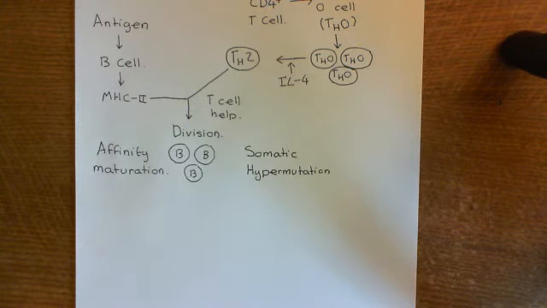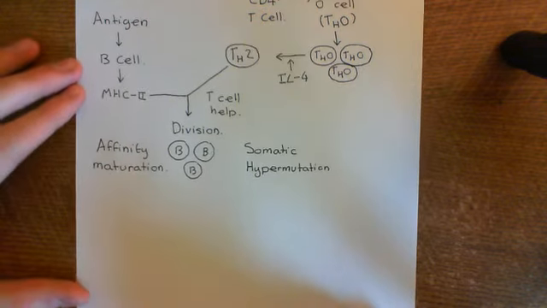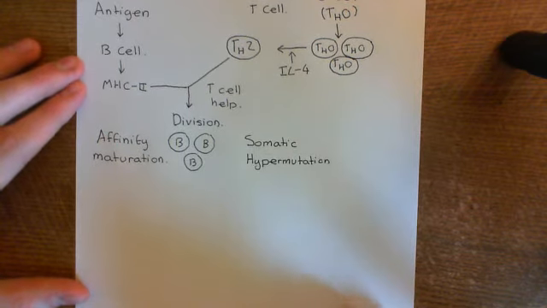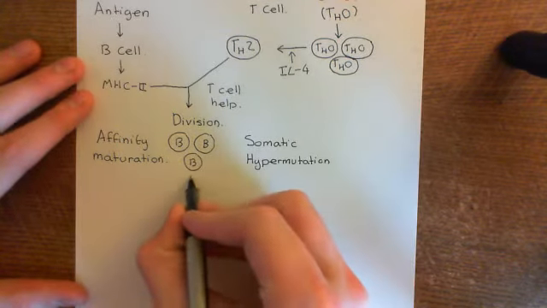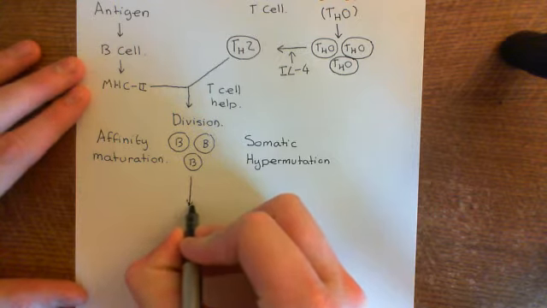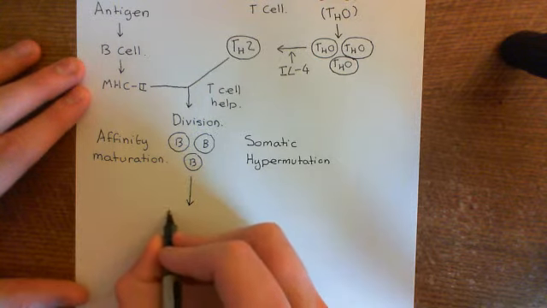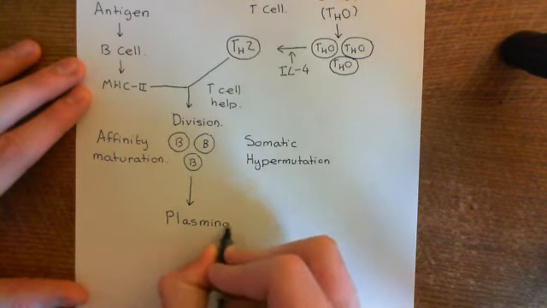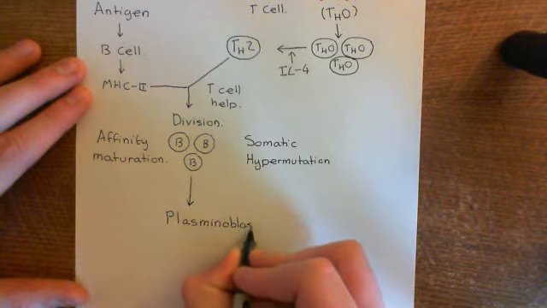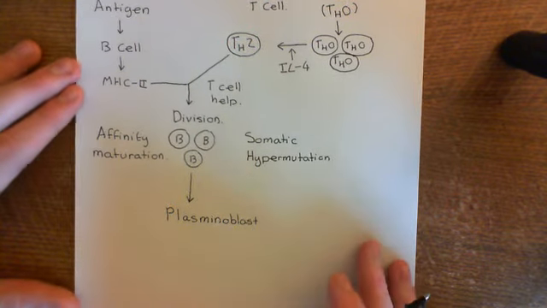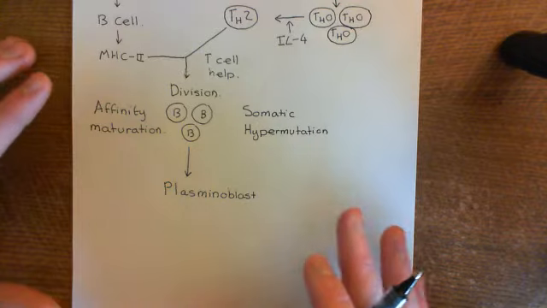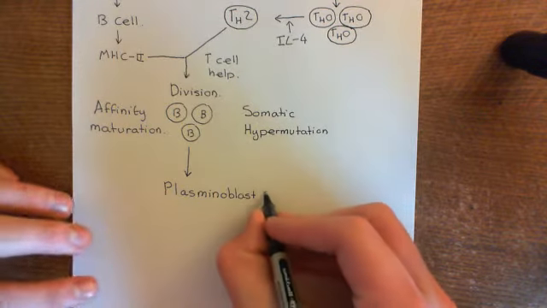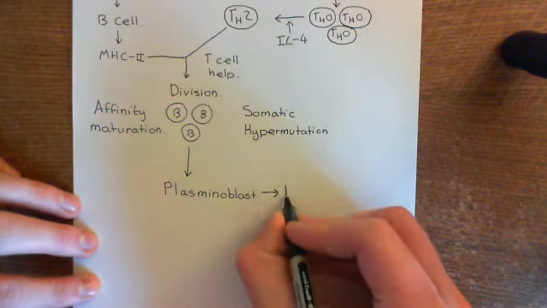Okay, now this process could continue on forever. You could just build a population of B cells with better and better B cell receptors. However, eventually what happens is the B cells get fed up, and one of these B cells will decide to come out of this process, and what it will become is a plasmablast. Okay, and this plasmablast will then divide and divide and divide and produce plasma cells. Okay, so it will produce many plasma cells.